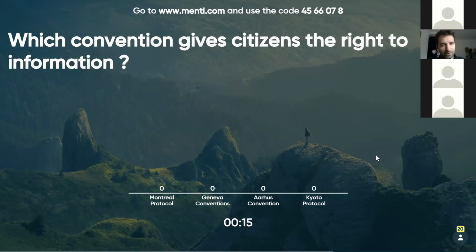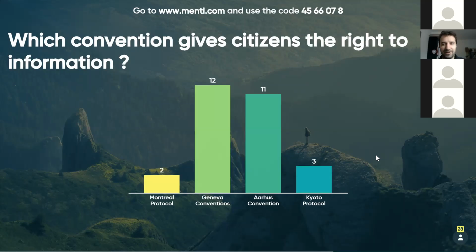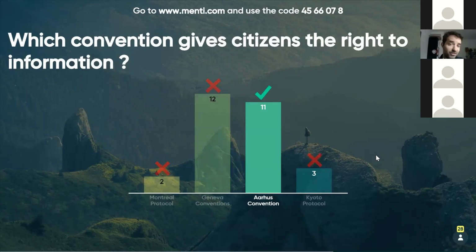Can it be the Montreal Protocol? We mentioned it as well. The Geneva Convention is also an important convention. The Aarhus Convention and the Kyoto Protocol. Which one of the three? And of course, it is the Aarhus Convention. The Geneva Convention is about human rights.